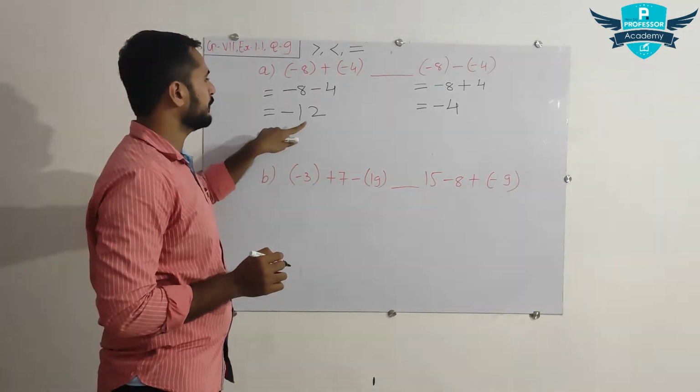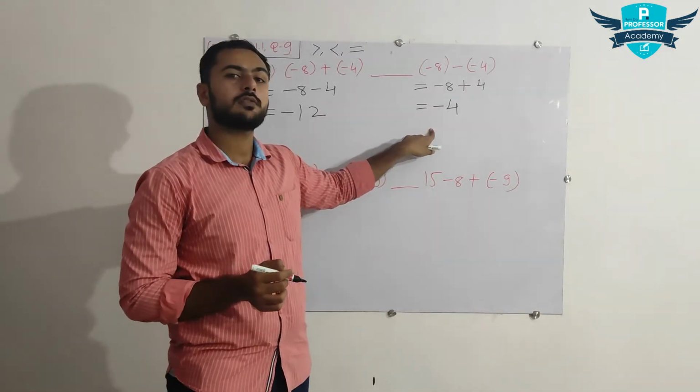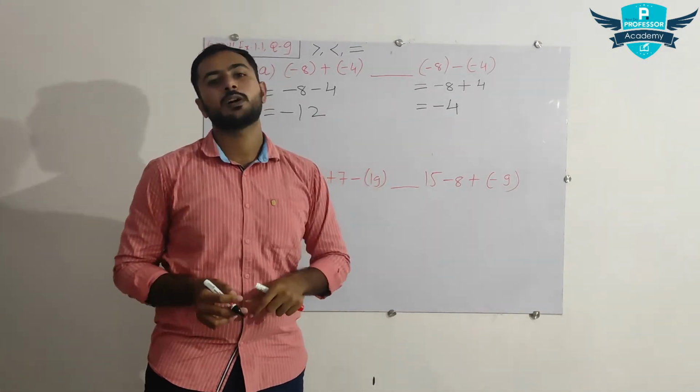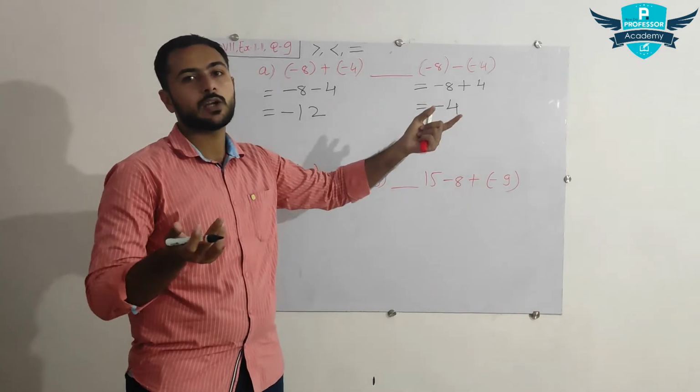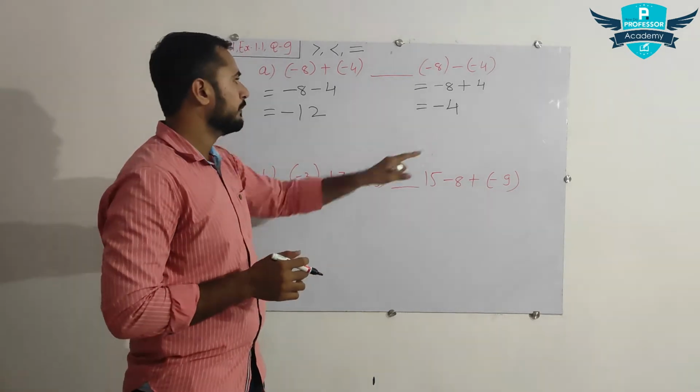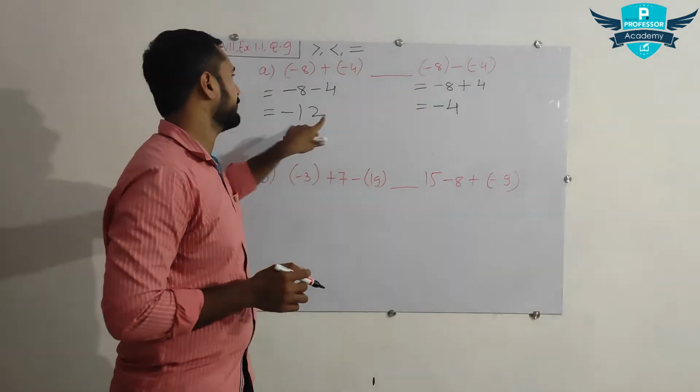So which is the bigger number, minus 12 or minus 4? Okay. In negative numbers actually the smaller one is the bigger one. Okay, this is the logic. So minus 4 is bigger than minus 12.